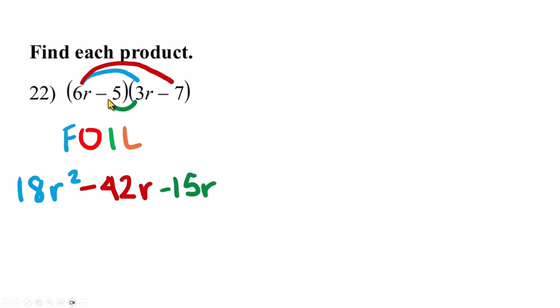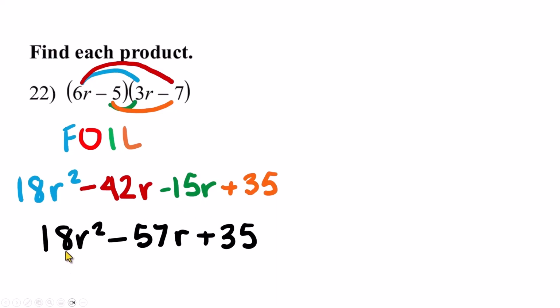And L stands for last. Negative 5 times negative 7 is a positive 35. Now, the middle terms need to be combined because there are like terms with the r there. So it's 18r squared minus 57r plus 35. That is the correct answer. I did it like this for years.